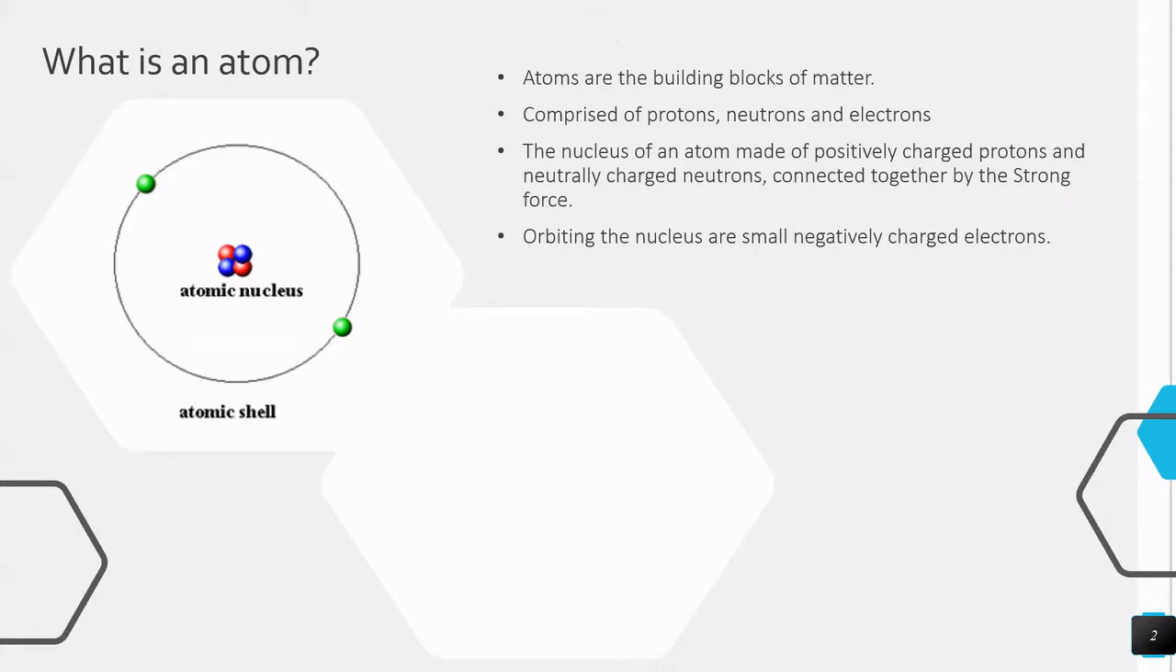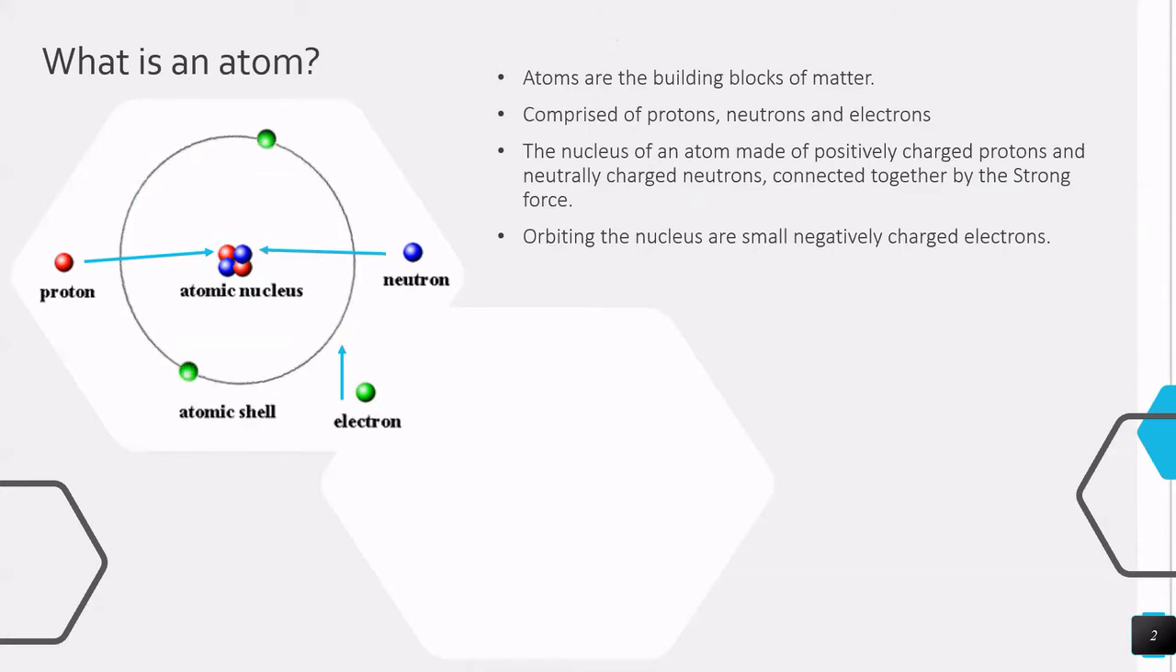To understand radiation, we're briefly going to revise what is an atom. Atoms are the building blocks of matter. They are comprised of positively charged protons, neutrally charged neutrons, and orbiting negatively charged electrons. The protons and neutrons are connected together by the strong force and are orbited by small negatively charged electrons.